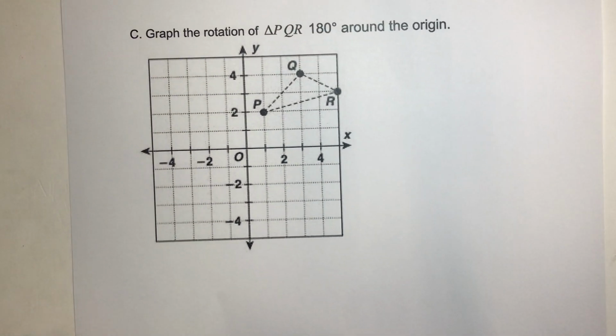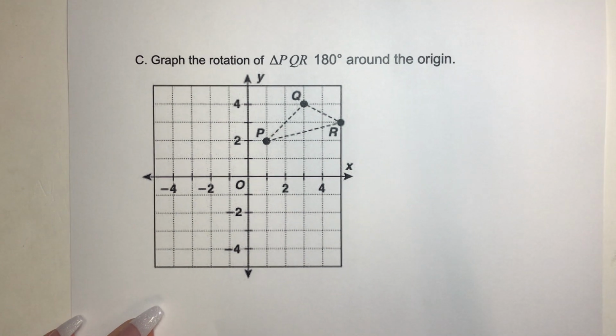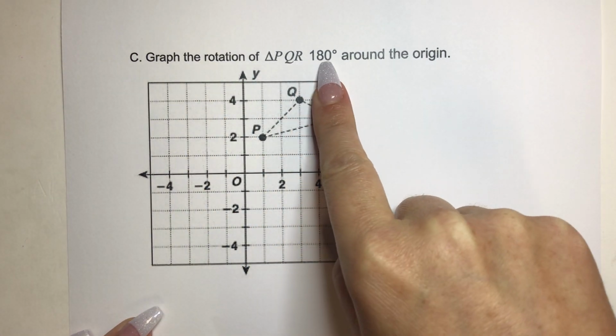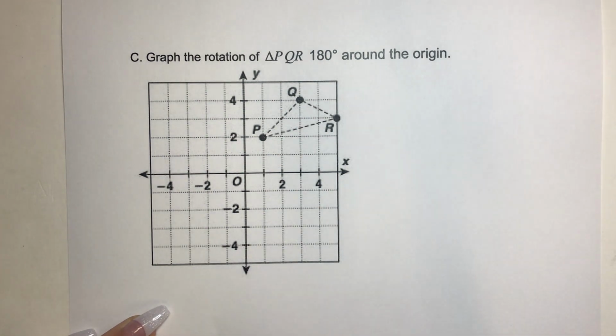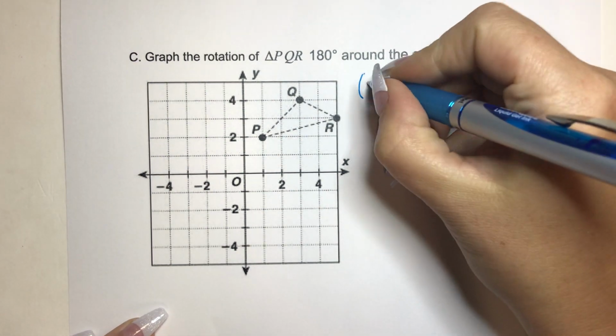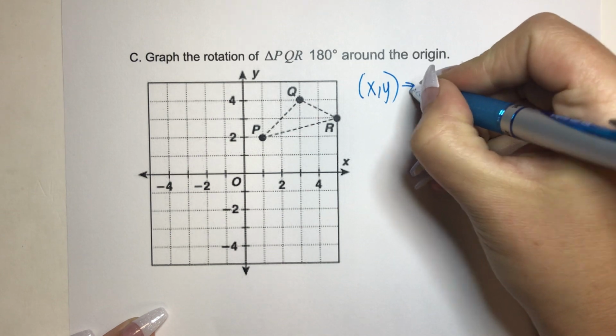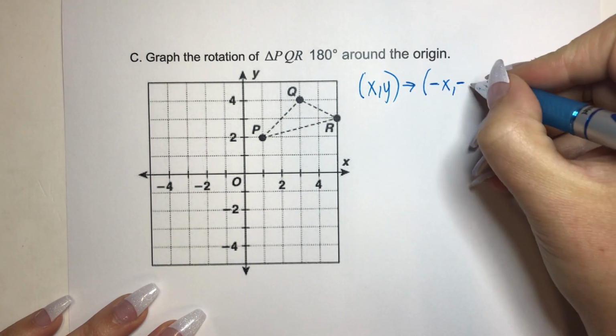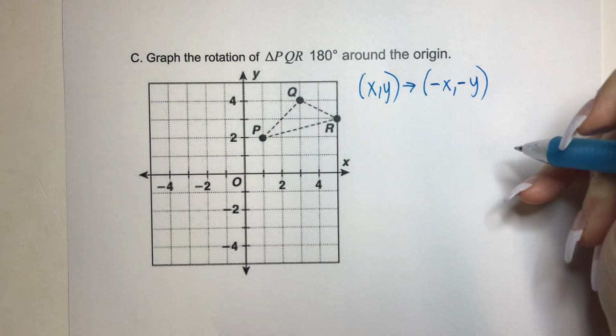So for this one, what we're going to do is graph the rotation of triangle PQR 180 degrees around the origin. Ooh, so we need to write that rule. We start with X, Y, and then it goes to, I think I remembered this one. It's just -X, -Y. Okay, super easy, we can do that.